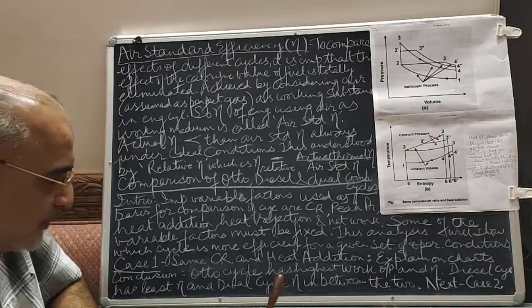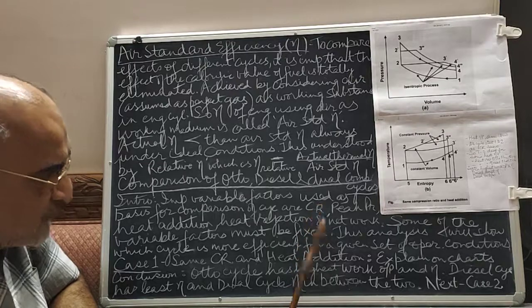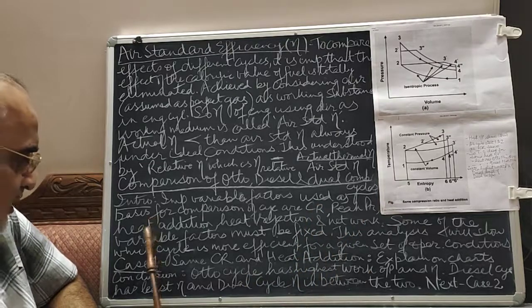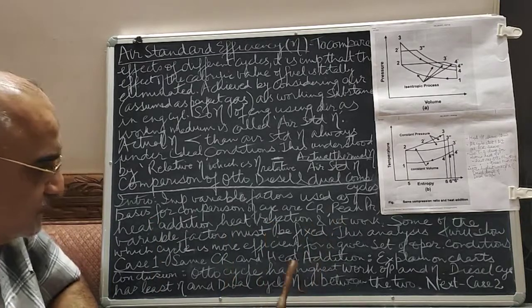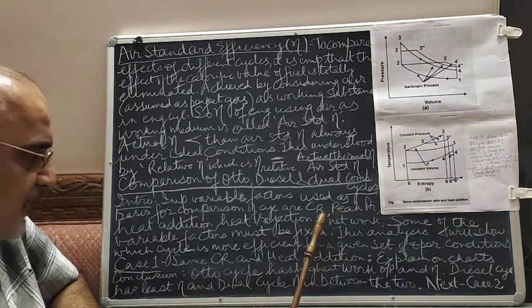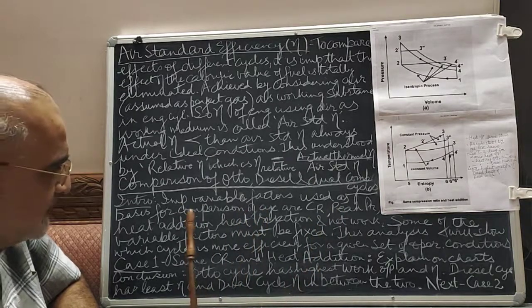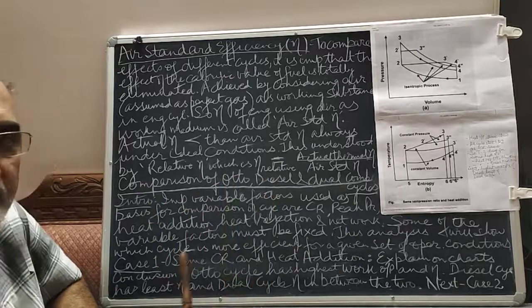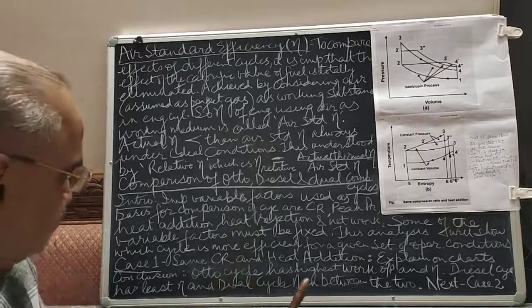What are the various variable factors? Compression ratio, the peak pressure, heat addition, heat rejection and net work. Out of these five, we will take any two and then compare for all the three cycles of Otto, diesel and dual combustion.